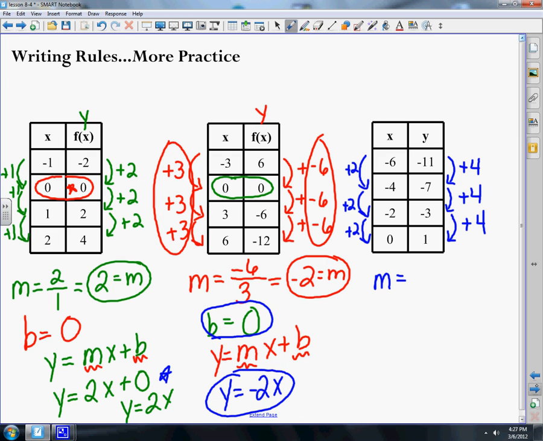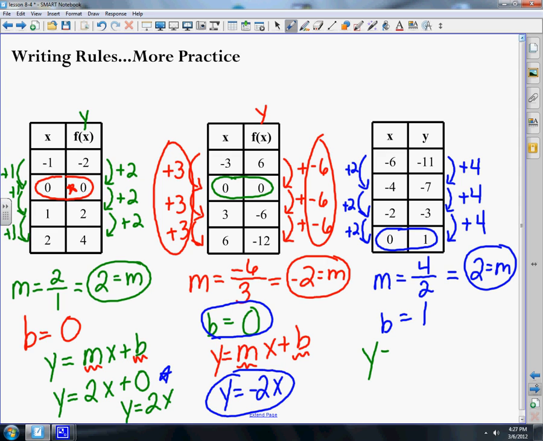What is the change in y? 4 over the change in x, which is 2. So the slope, when we divide that, is equal to 2. Circle that for later. Now we're going to look at what is the y-intercept. We identify where 0 is. The y value is 1, so that means the y-intercept is 1.